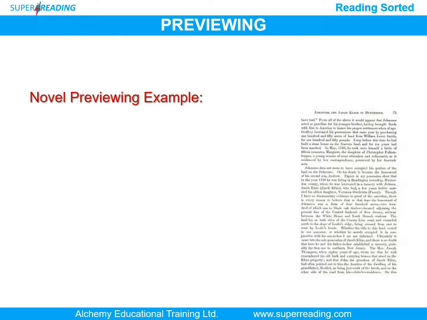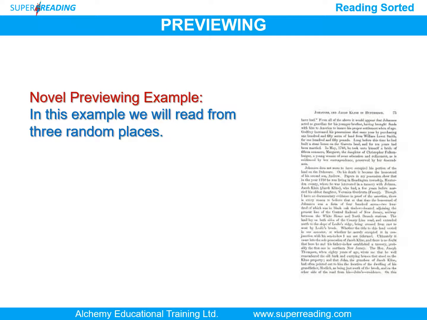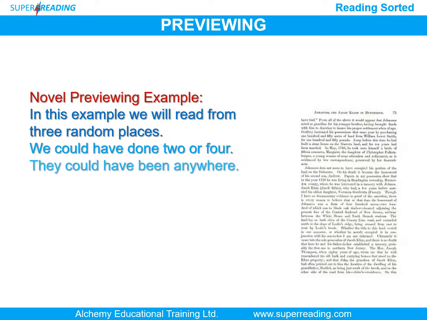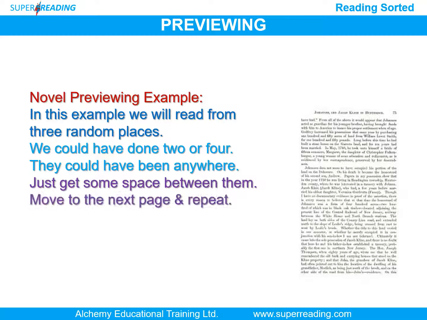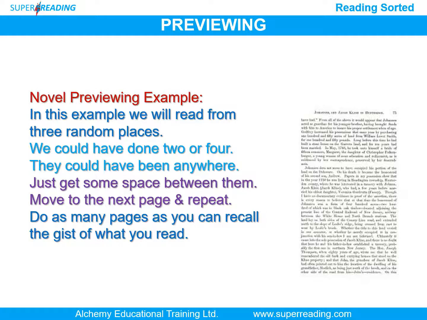Novel previewing example. In this example, we will read from 3 random places. We could have done 2 or 4. They could have been anywhere on the page. Just get some space between them. Move to the next page and repeat. Do as many pages as you can, recall the gist of what you've read, then go back and read all the text.